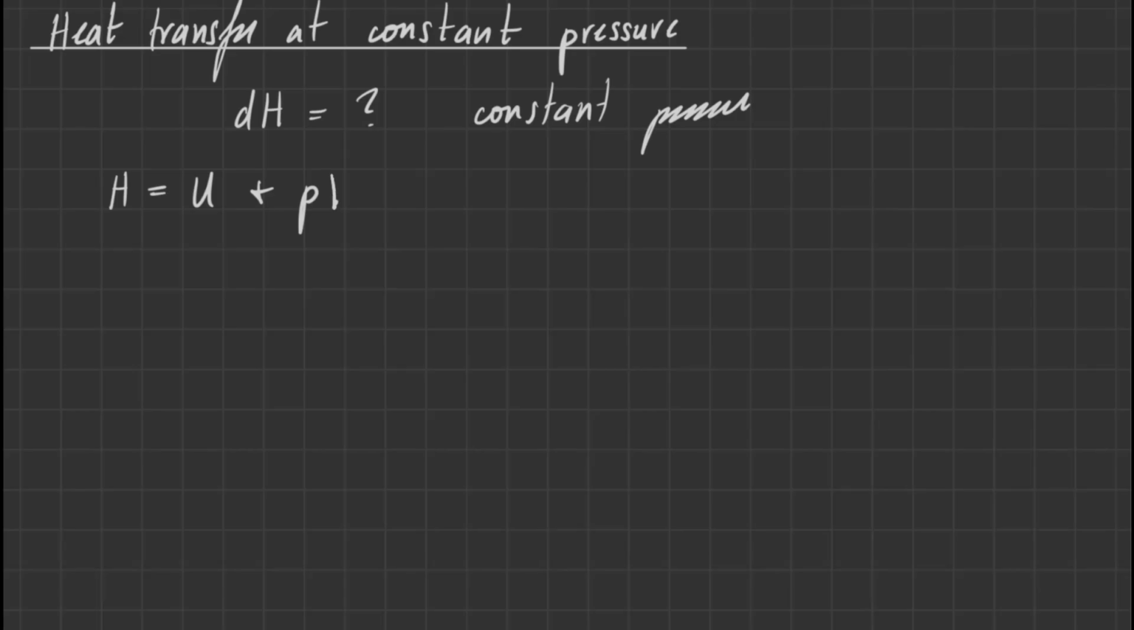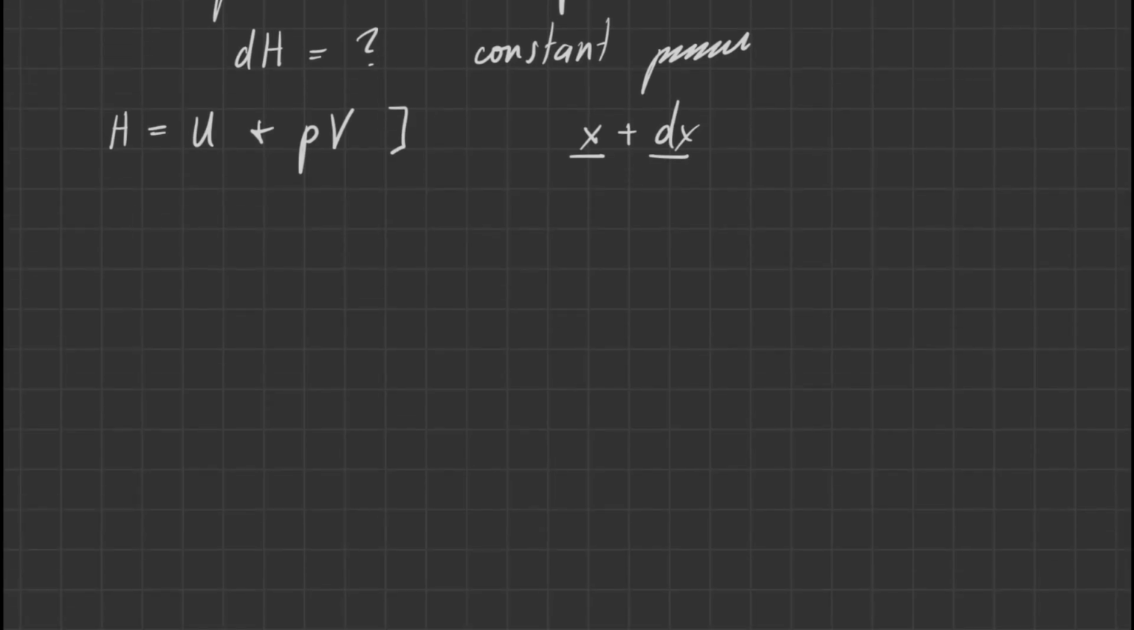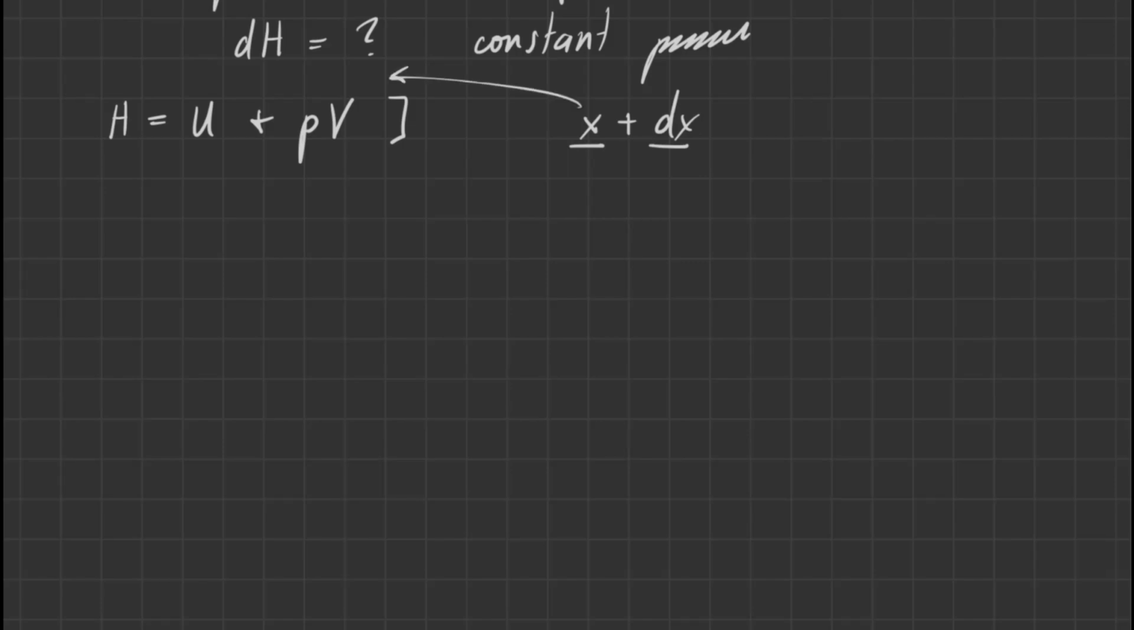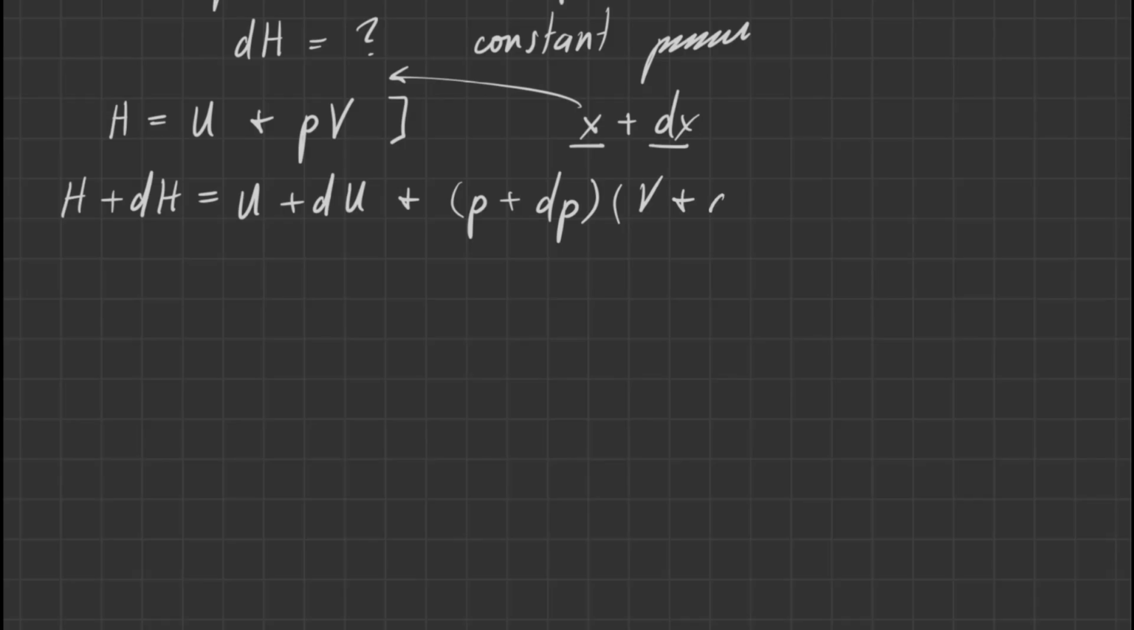plus pressure times volume. So we want to evaluate this equation over an infinitesimal change. When we want to do that, we essentially follow the formula x plus dx, where x is the original value and dx is the infinitesimal change over a certain boundary. So if we apply this to our enthalpy formula, we will arrive at H plus dH is equal to U plus dU plus (P plus dP) times (V plus dV).